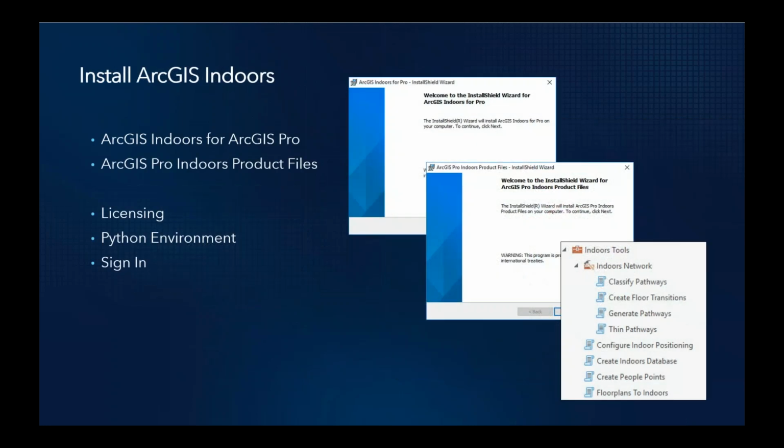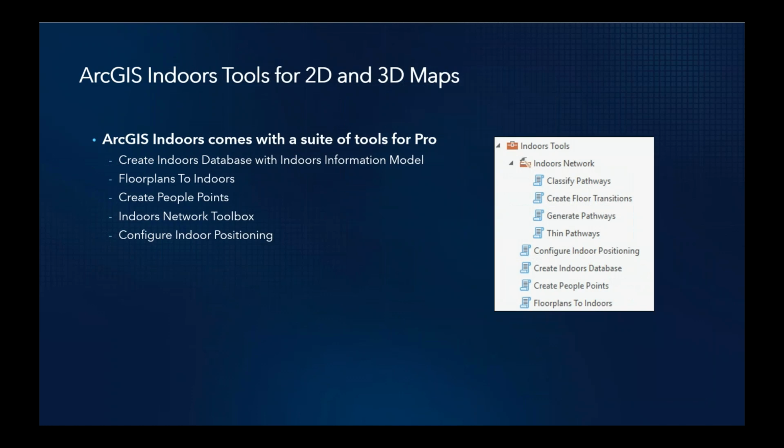One of the first things you need to do is install the software, right? So there's an installer for the toolbox. There's an installer for sample product files. Once you've installed these applications, you need to set up licensing in ArcGIS Pro. Point it to your licensing portal, update the Python environment for the Indoors Python environment, and of course, sign in to your portal.